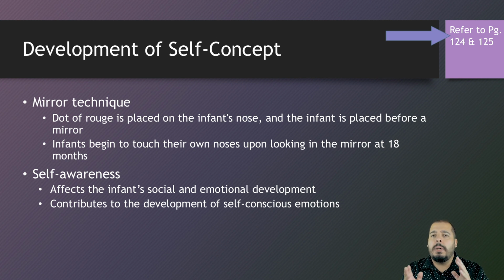However, at around 18 months, an infant will notice the dot, and instead of reaching out to the mirror, they will touch and try to remove the dot from their own nose or face. Touching the dot and trying to remove it shows that an infant is able to recognize themselves and sees the dot as something that isn't supposed to be there.